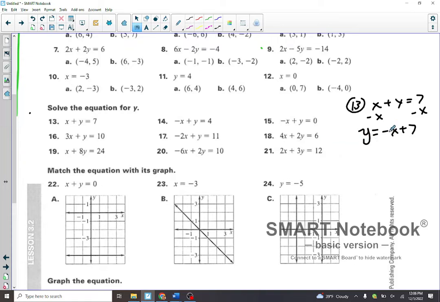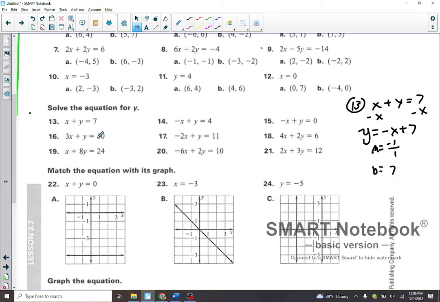Yeah. So then on this one, though, I might ask for a follow-up. You do not have to do it on the review, but I'll ask for a follow-up. Give me the slope and the y-intercept. The slope in this case is negative 1 over 1, because if you don't see a number in front, it's negative 1. And then the b would be 7 in this case.